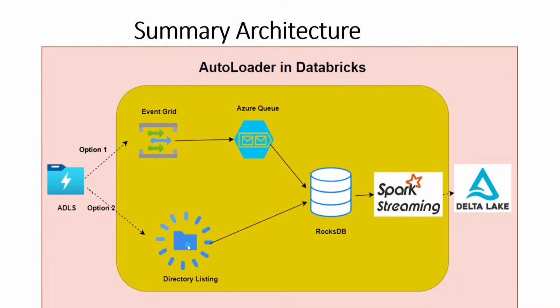So in the directory listing, basically it is going to list down all the files under the different folders, and it is going to maintain the processed data within the RocksDB. And with the help of this RocksDB and directory listing, Spark structured streaming will be able to pull the unprocessed or modified newly added data efficiently from the source system, and that can be processed and pushed into Medallion architecture within the Delta Lake. This is the summary architecture of AutoLoader.